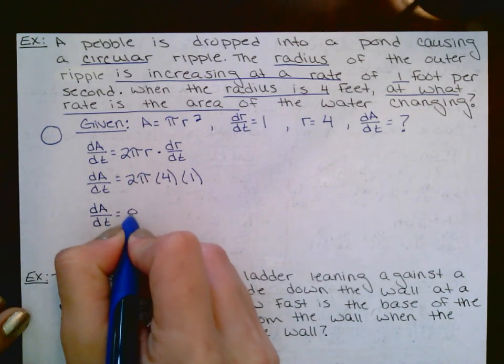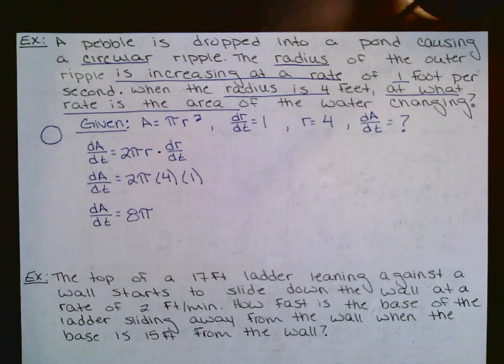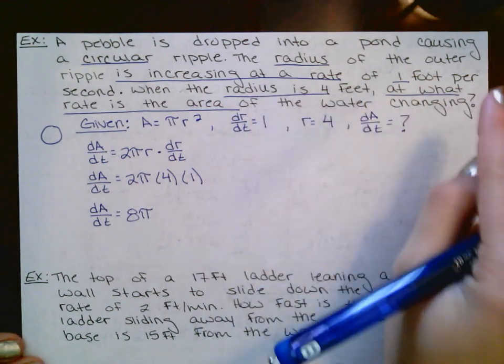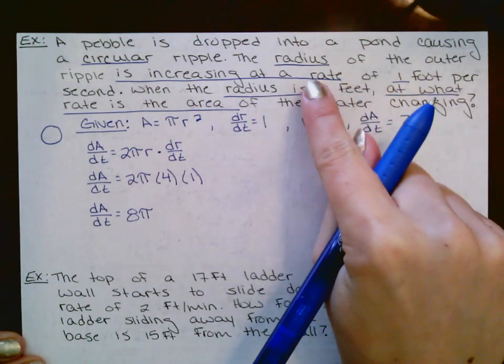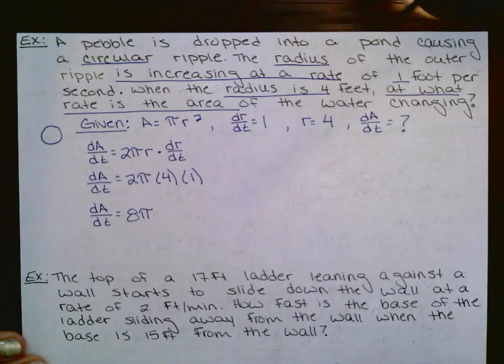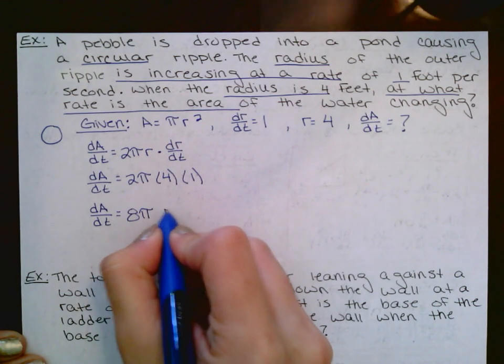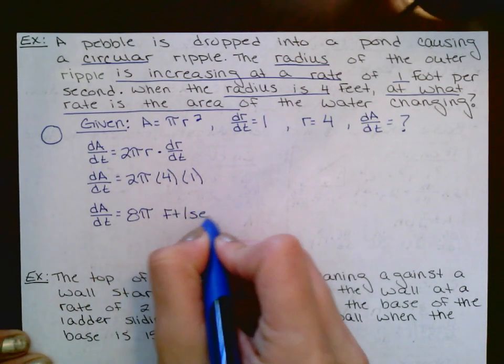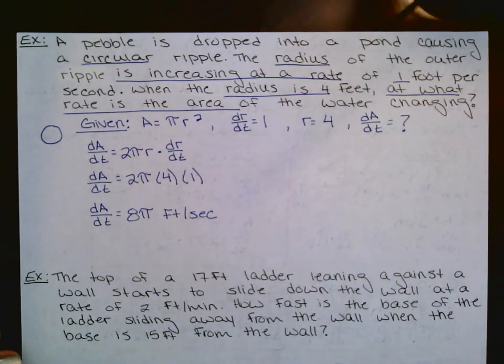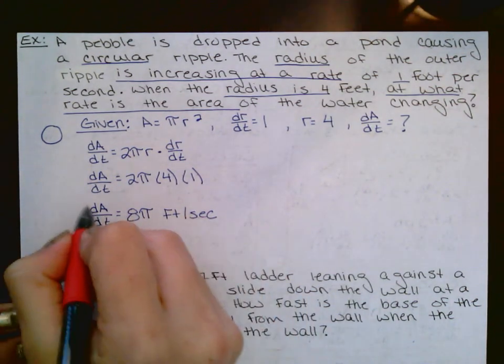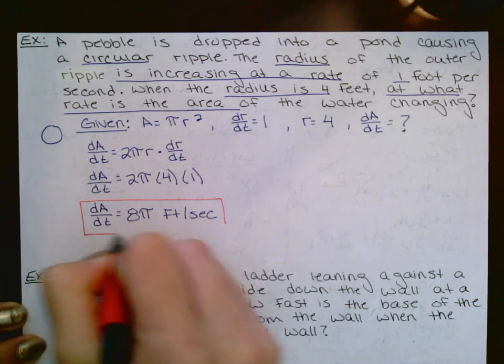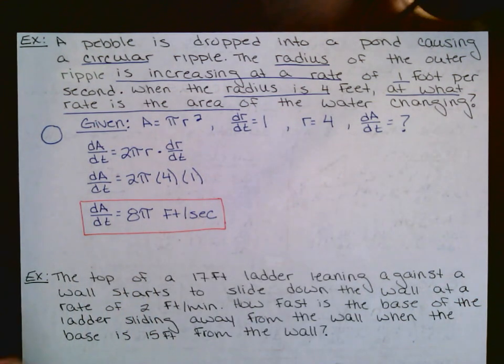equals 8 pi. Now the units of a rate, a first derivative, always have two parts: the unit of measurement and then the unit of time. We can spot it here: it says it was increasing at a rate of feet per second. So we're measuring every second and by feet. All you have to do is put feet per second and you are done with this question. All right, not too bad.